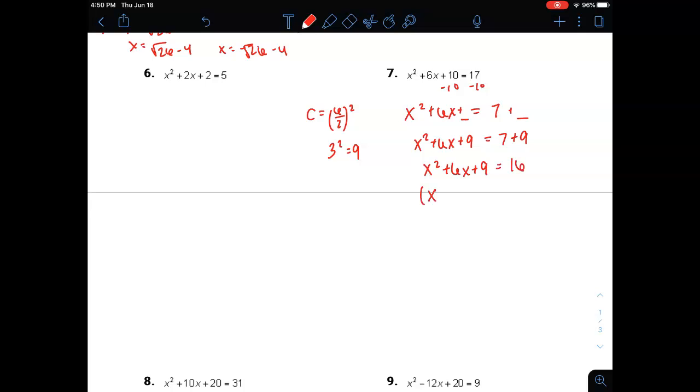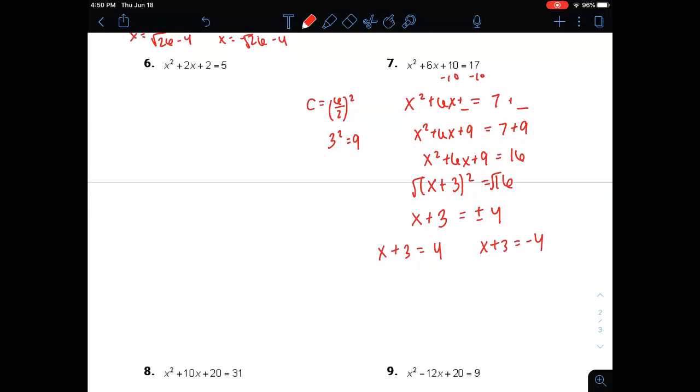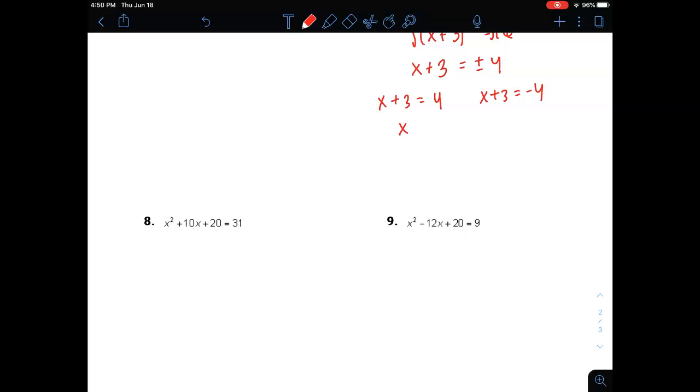And then we're going to factor this. We know that this is x plus 3 squared equals 16. Now when we take the square root of this one, it actually becomes super nice because we have x plus 3 is equal to plus or minus 4, because the square root of 16 is 4. So we set up our two equations: x plus 3 equals positive 4 and x plus 3 equals negative 4. So I'm left with x equals 1 because I subtract 3, and I'm left with x equals negative 7. So those are my two answers.